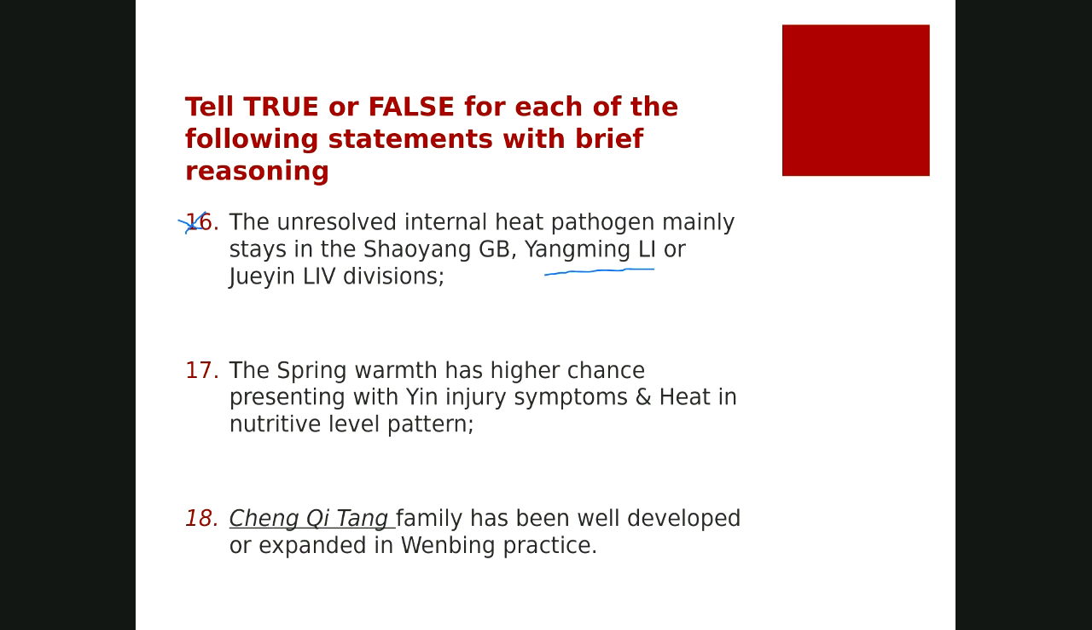Now, from a Shanghan Lun point of view, if you insist on the Shanghan Lun point of view, it looks like most unresolved internal heat is related to the Shaoyang gallbladder, Yangming large intestine, and Jueyin liver divisions. But in some chapters, if you have the chance to read the most original statements, there are other things involved for internal heat as well. Now, number 17, spring warmth has a higher chance of presenting with yin injury symptoms, as well as heat in the nutritive level patterns.